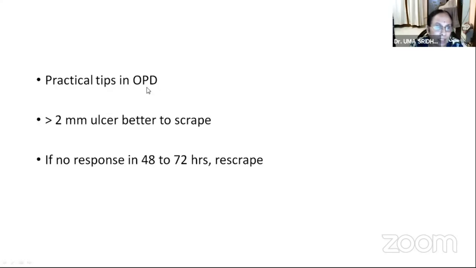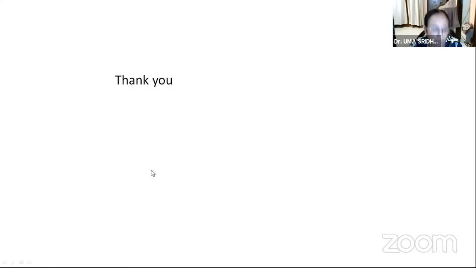Practical tips in the OPD: if the ulcer is more than 2 mm, it's better to scrape, and if no response in 48 to 72 hours, better to re-scrape.